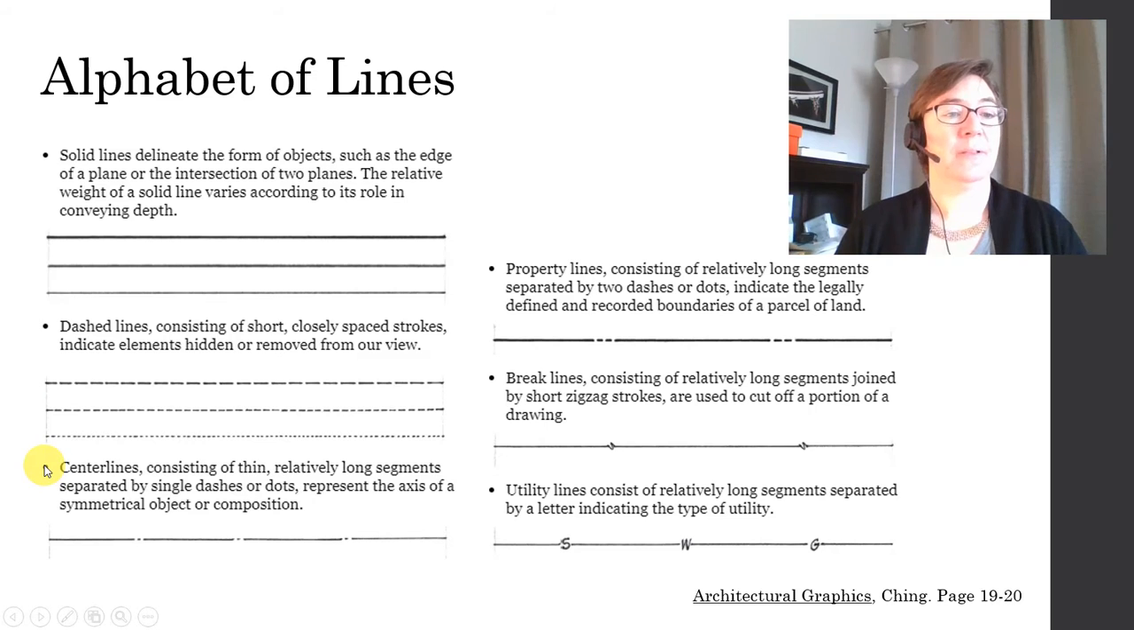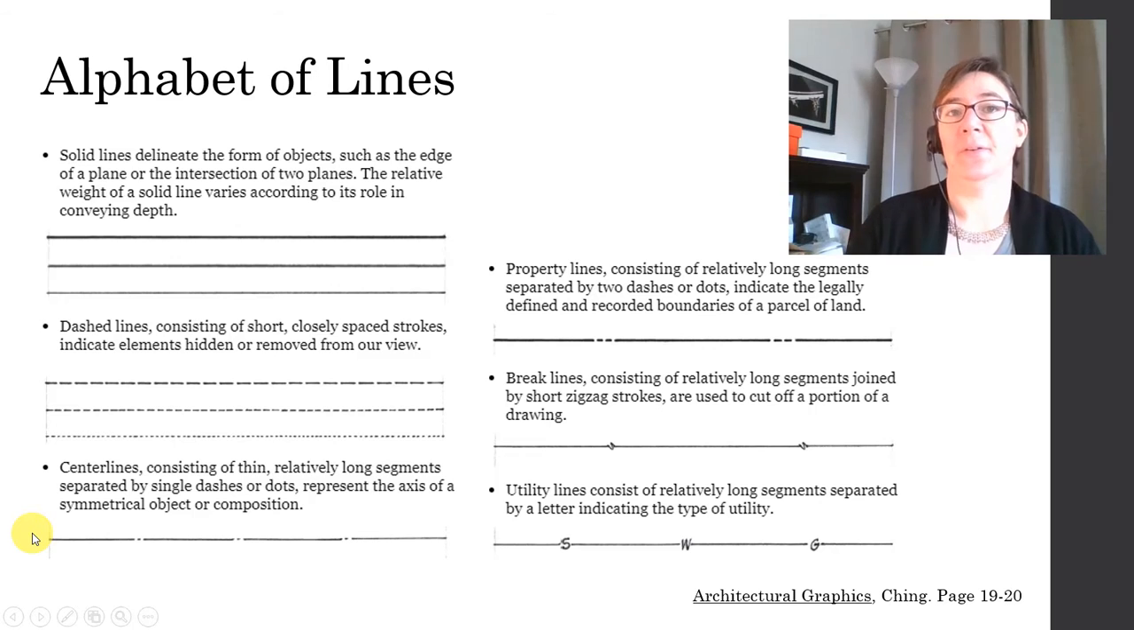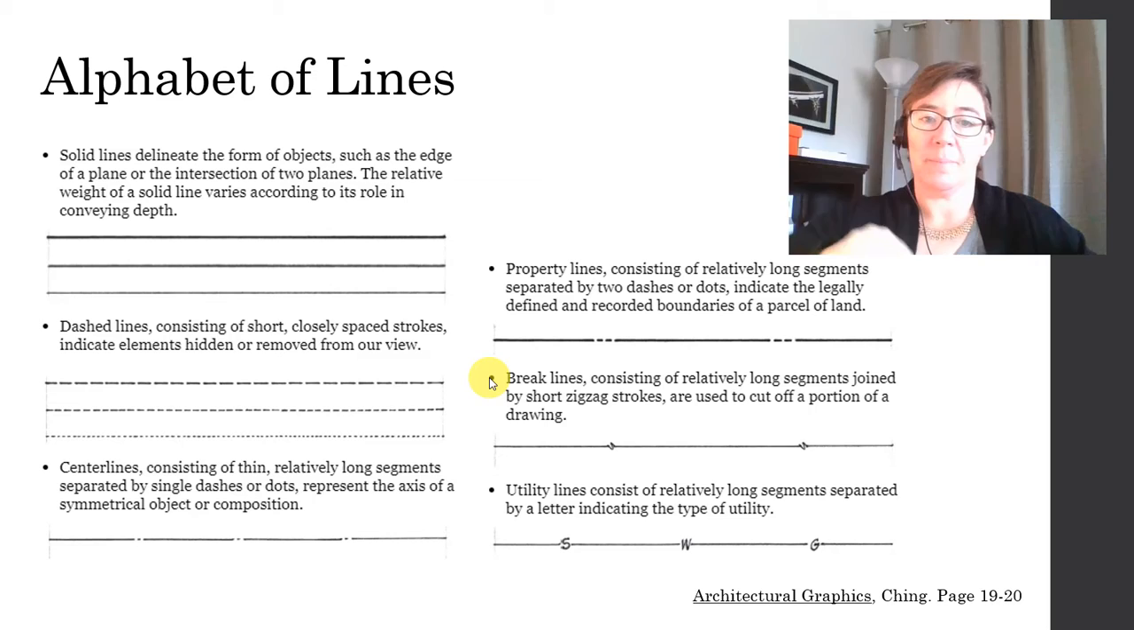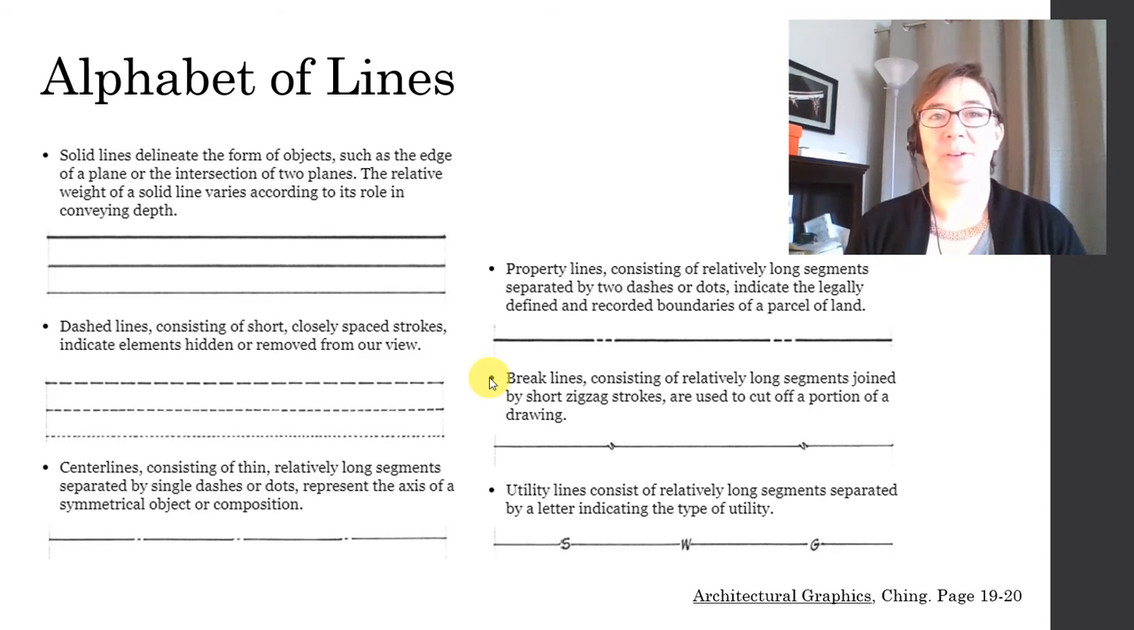Here's another example of center lines. You're going to have a long dash and then a short dash, long and short, and you'll identify the center or the symmetrical axis of an object. Here is another example of a break line. You can see that this uses a little squiggle rather than a sharp zigzag. You've got a long segment, short zigzag stroke, and it's used to cut off a portion of a drawing.